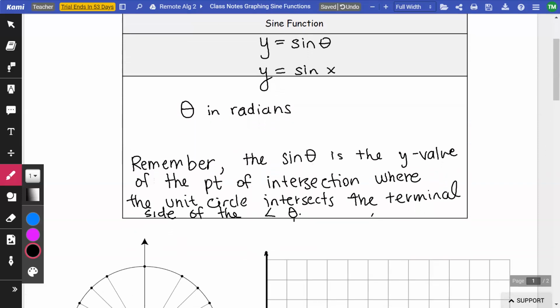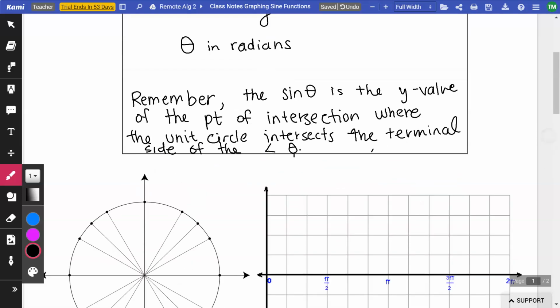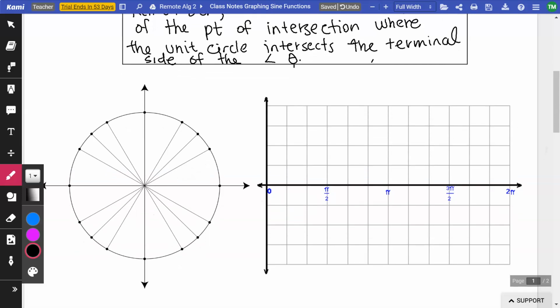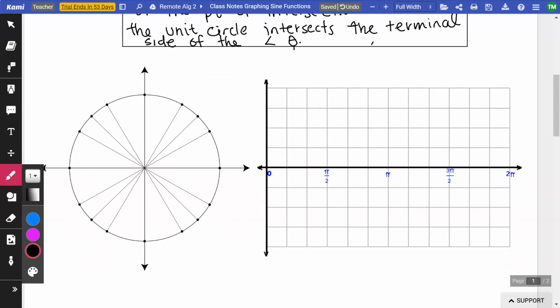So we want to keep that definition of the sine of theta or the sine of x in mind, that we're really just talking about the y value of the point of intersection. So let's remind ourselves what those points are using our unit circle. The unit circle always has a radius of 1. So if this unit circle has a radius of 1, then this point would be 1, 0.